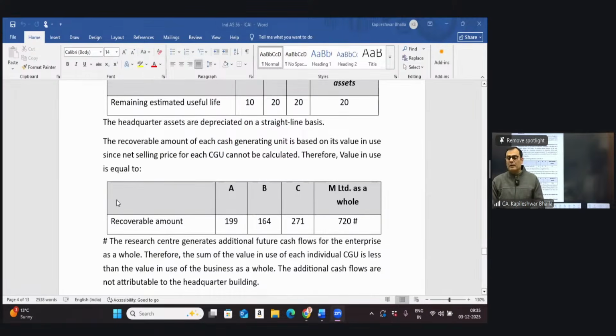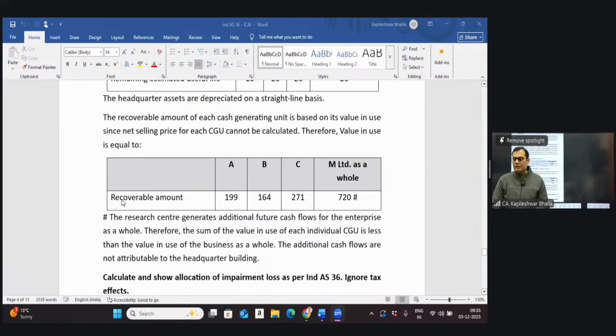Then he says the recoverable amount of each CGU is based on the VIU since the net selling price cannot be calculated. Therefore, the value in use for ABC as well as for the company as a whole is given. It says in the asterisk, the research center generates additional future cash flows for the enterprise as a whole. Therefore, the sum of the VIU of each individual CGU is less than the VIU for the business as a whole. He's just trying to caution you that if you add the recoverable amounts of ABC and it doesn't match with the VIU for the company as a whole, don't get sentimental. Then he says the additional cash flows are not attributed to the headquarter building.